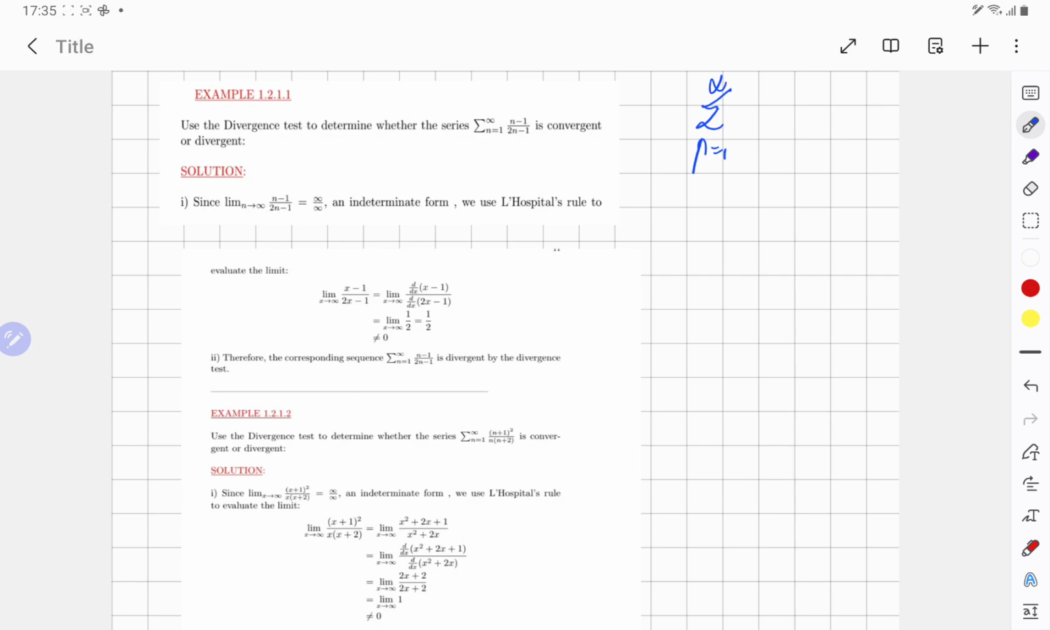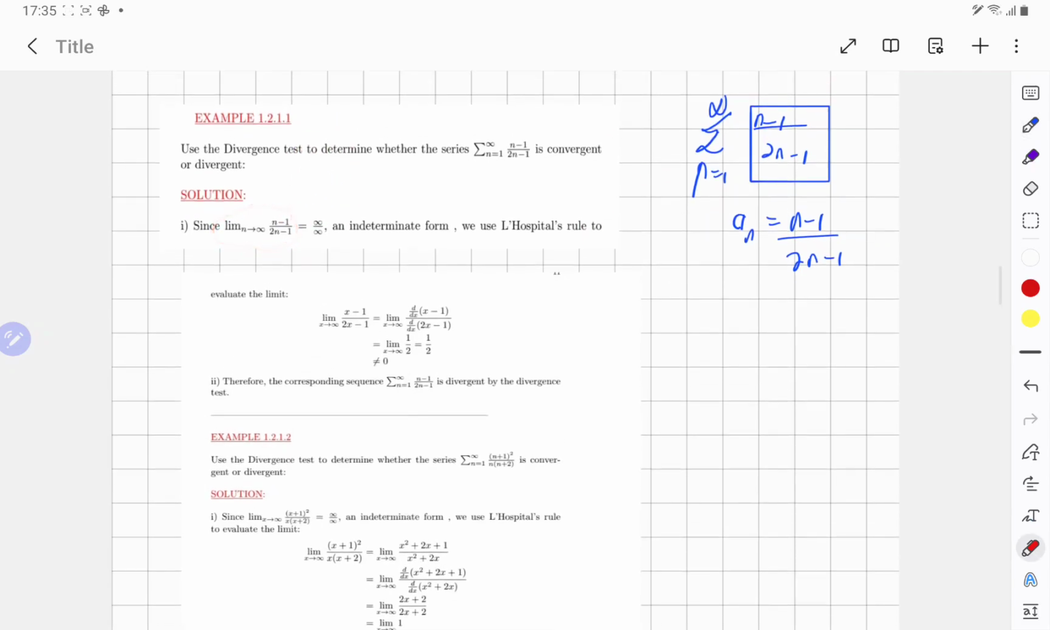Just before I say that, please remember that this part will always be your a_n. So that is your sequence. What did the divergence test say? We're going to do the limit of the sequence. What do you see here? We have infinity over infinity, which is an indeterminate form, and for that reason we're using L'Hopital's rule.